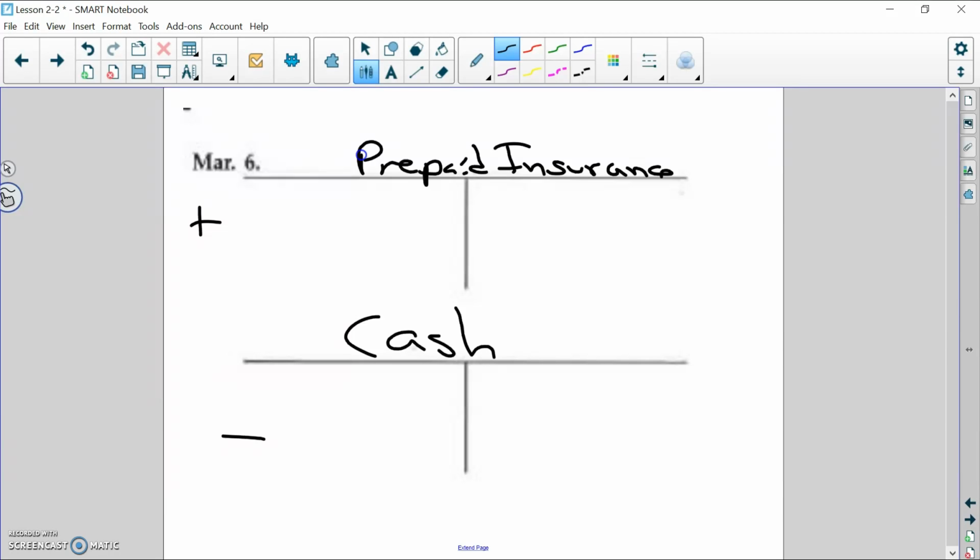You have to add whatever amount, in this case 250, to the left side. Right. So I'm going to put 250 on the left side. Okay. How do I record a decrease to cash? Put 250 on the credit side, or the right side. Okay. Questions about that? All right.